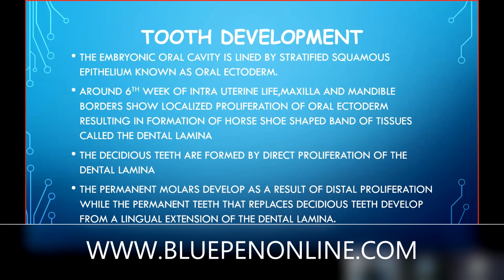That is when the dental lamina forms a horseshoe shape. Horseshoe is nothing but U-shaped. That is how our arch is. The maxilla is also U-shaped, the mandible is also U-shaped. So that will happen in the 6th week of intrauterine life.